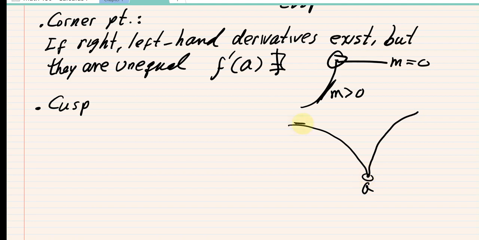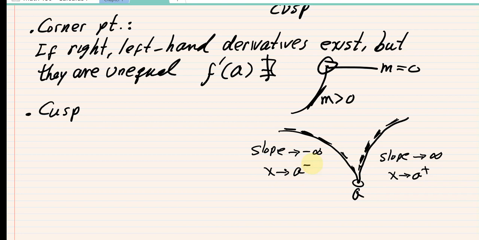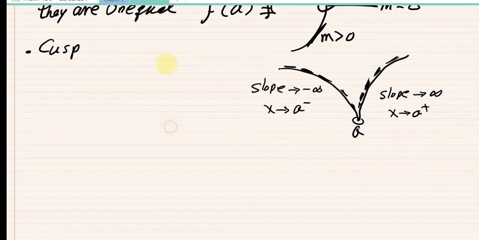Look at the slope of the tangent: negative, more negative, more negative, and it's becoming almost perpendicular, isn't it? And look at the slope of the curve coming from the right. The slope's positive, becoming more positive, approaching infinity. So here the slope approaches infinity as x approaches a from the right, whereas here the slope approaches negative infinity as x approaches a from the left. And that's exactly what the definition of a cusp is.